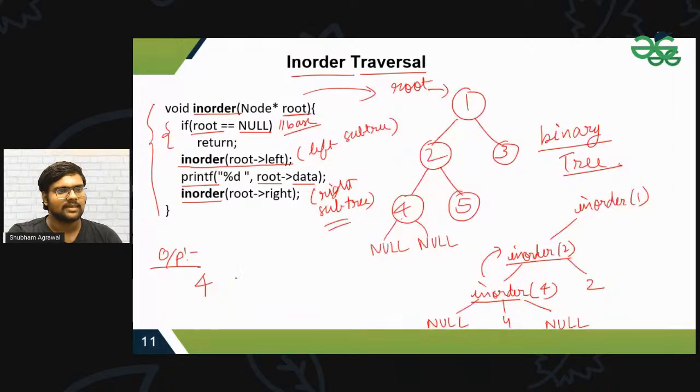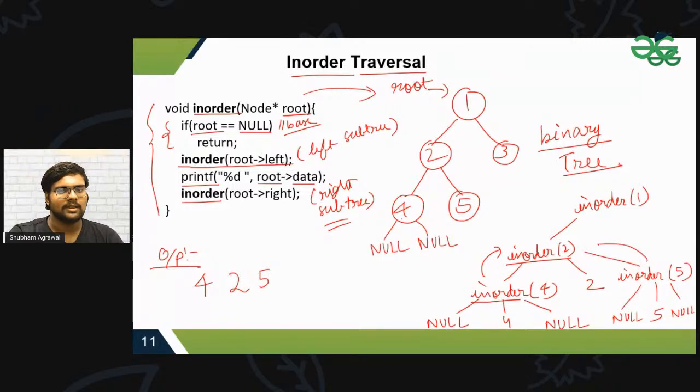Okay, and then inorder of right will be called. So inorder of right, which is 5, again null will be called, so it will just return from there. Again 5 will be printed, and again it was called for null, so again it will return, and we will again go to inorder of 2.